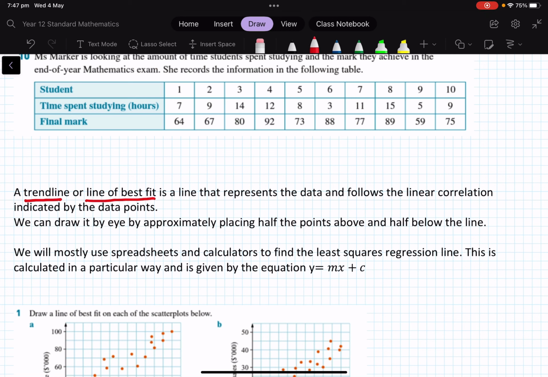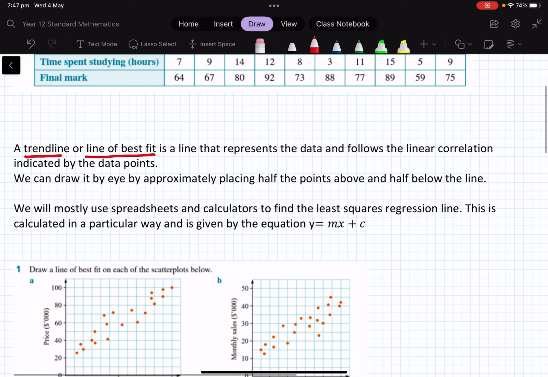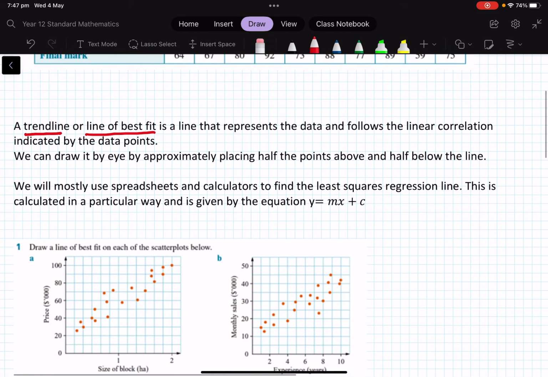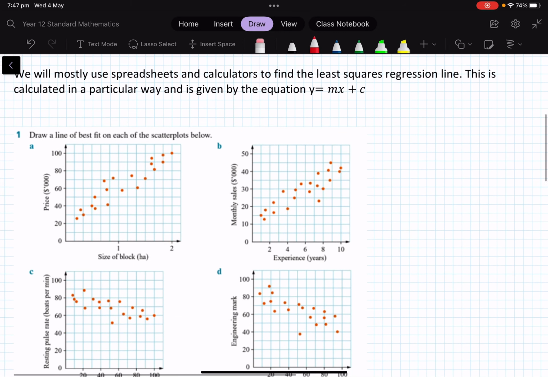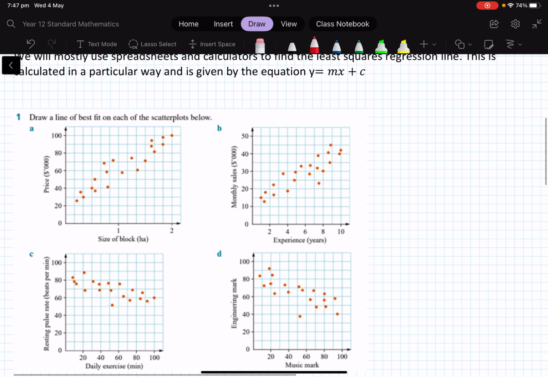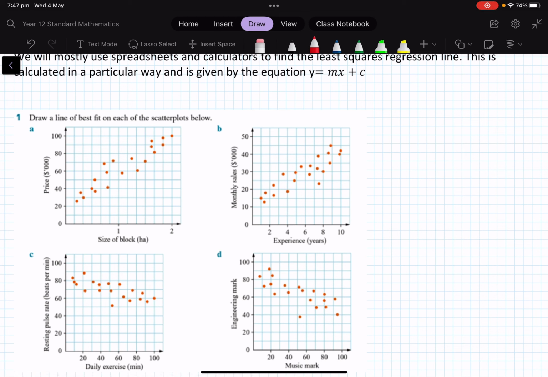So one way you can do it is just doing it by eye, which actually is surprisingly accurate. You kind of approximately place half the points above the line and half below the line. It's not very precise, but reasonably good. And the only thing you need to keep in mind is we only draw the line within the points of the data. So what I mean, I've got these 4 examples. I'm just going to do 2 of them. A and C I'll do.